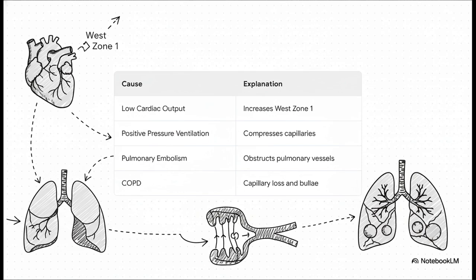Low cardiac output and positive pressure ventilation. I mean, how common are those in the ICU? They both work by increasing that West Zone 1 physiology, creating alveoli that get air but no blood flow. This link between your patient's hemodynamics and their respiratory status is just critical.